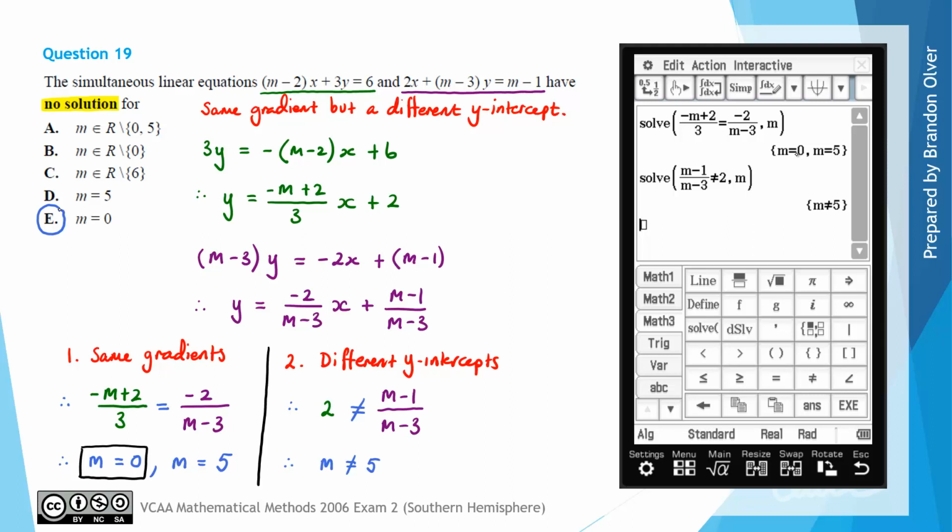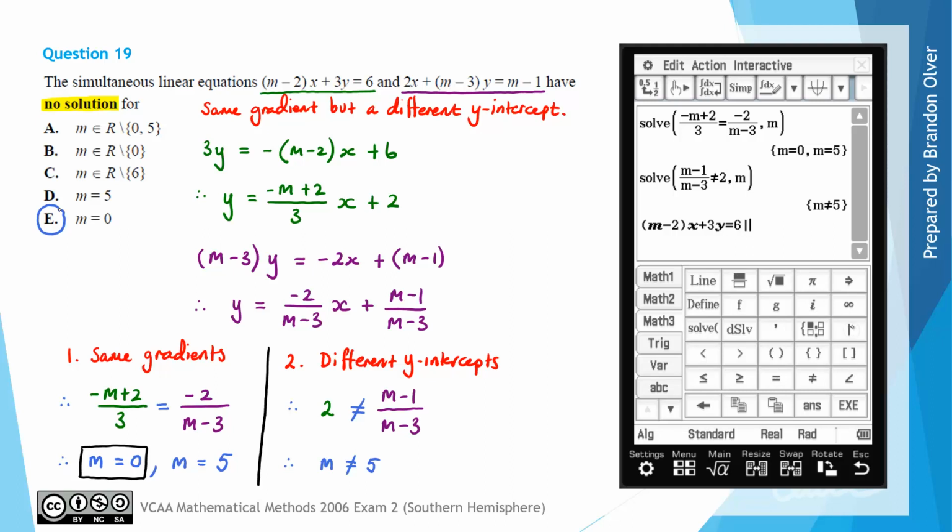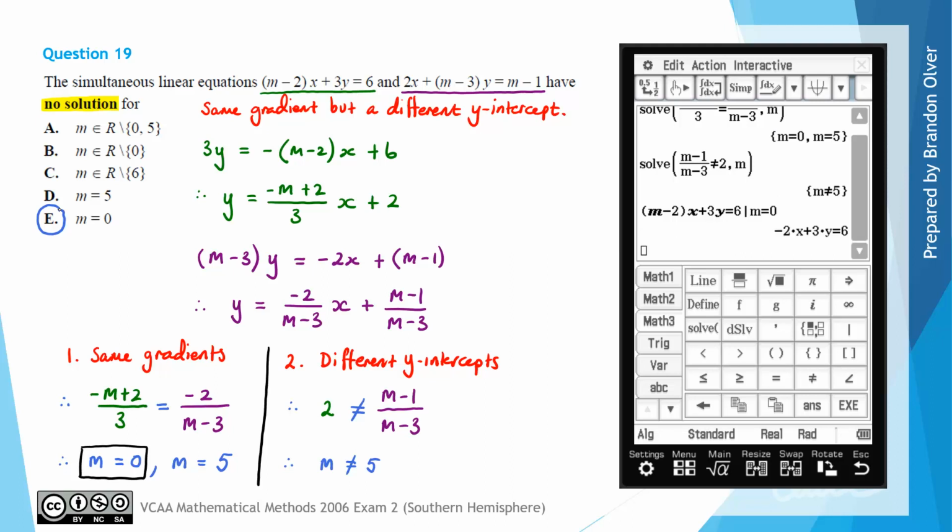And now while we're here, we can actually see graphically that this all checks out. So if we go back to our equations, we actually had variable m subtract 2 multiplying x plus 3y is equal to 6. So that was the first equation. And now I'm going to use Math 3 and do given that m equals 0, and that will substitute that in for us, and that gives us this straight line equation.